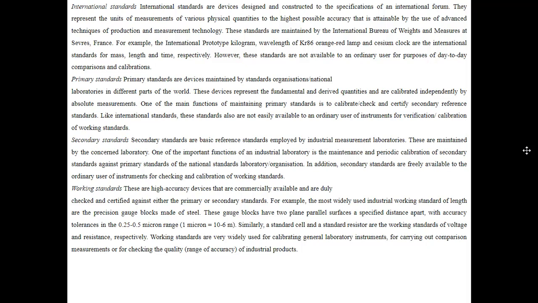Similarly, a standard cell and a standard resistor are the working standards of voltage and resistance respectively. Working standards are very widely used for calibrating general laboratory instruments, for carrying out commercial measurement, or for checking the quality of industrial products.